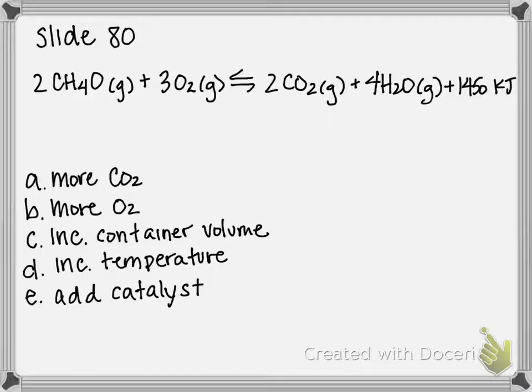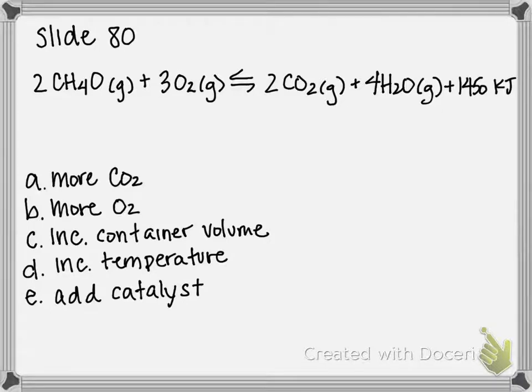This is the example problem on slide 80 of our chapter 13 PowerPoint. In this example, we are using Le Chatelier's principle to predict the direction our equilibrium will shift if we add or take away components or disturb the equilibrium in other ways. So the question reads, methanol is used as a fuel additive. Describe the effect of each of the following changes on the equilibrium mixture for the combustion of methanol.